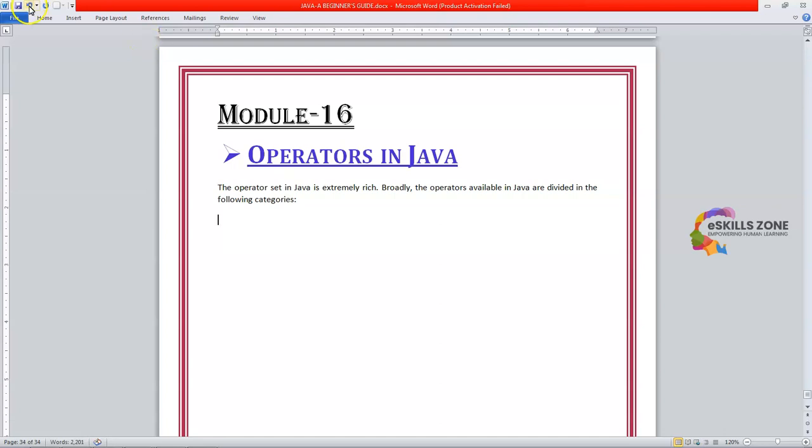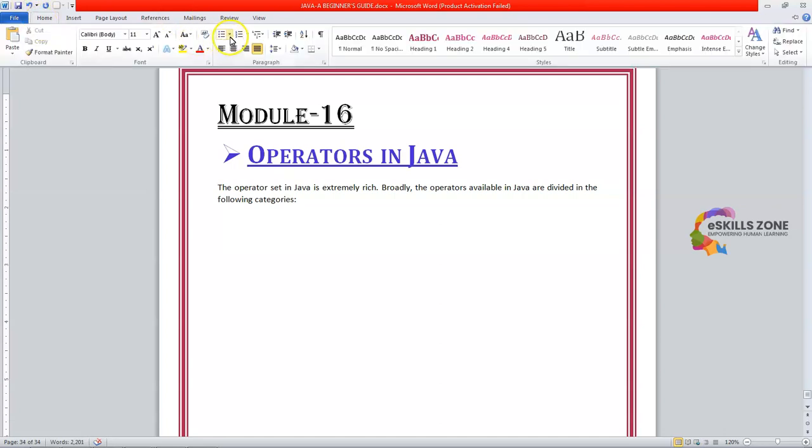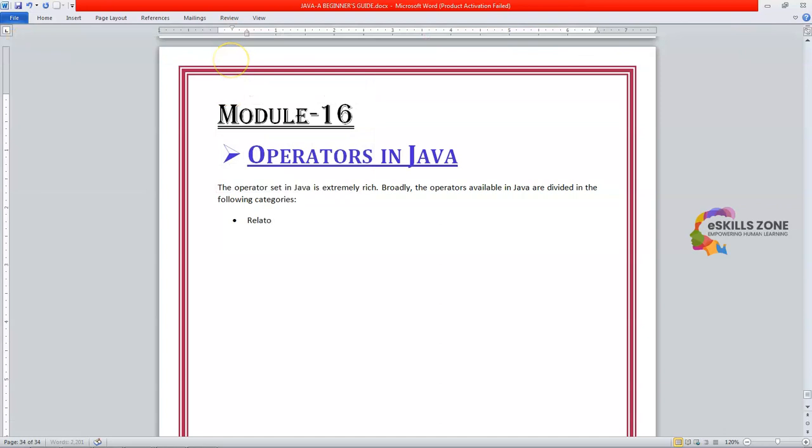Number 1, relational operators. Number 2, arithmetic operators. Logical operators. Bitwise operators. So this is a different one. Bitwise operator, which is not discussed in other languages like C and basic.